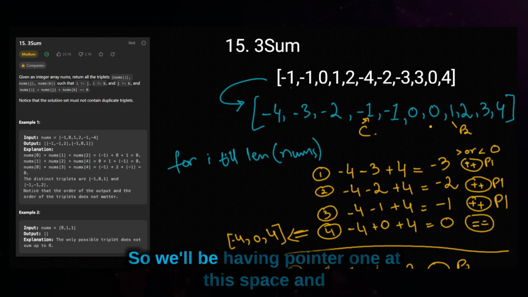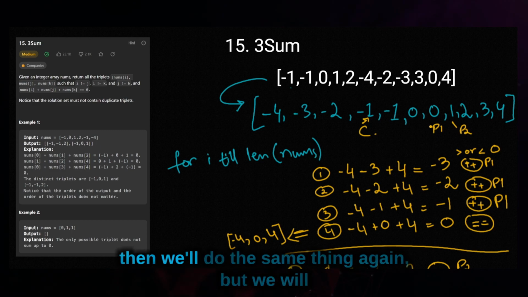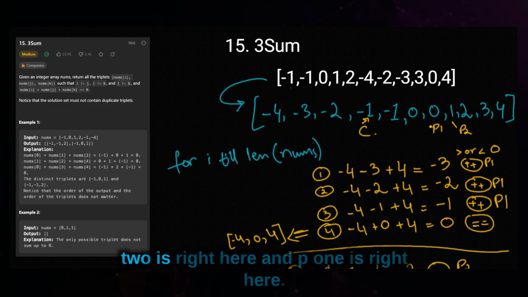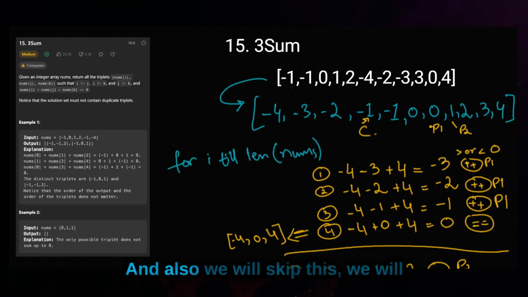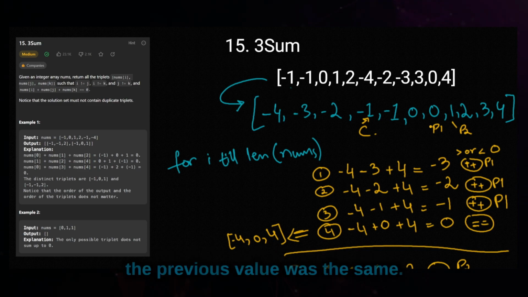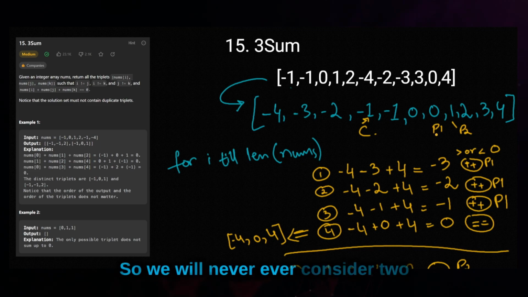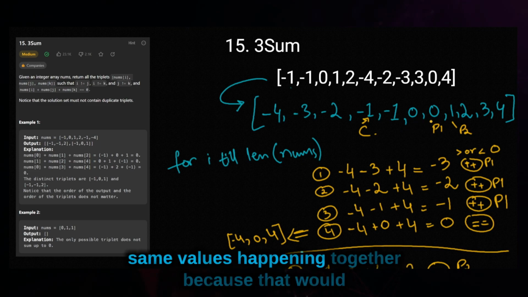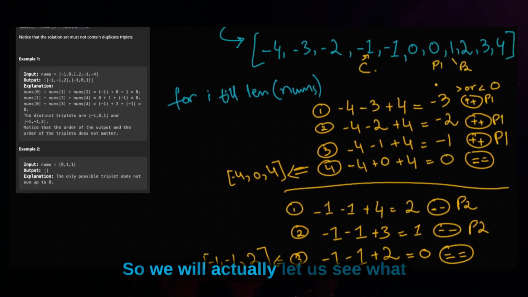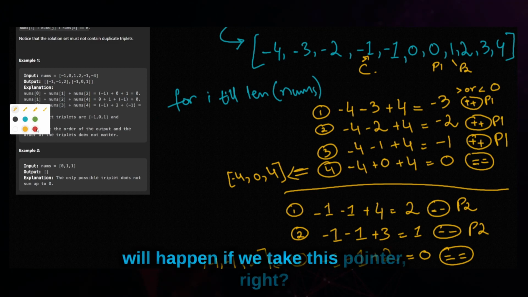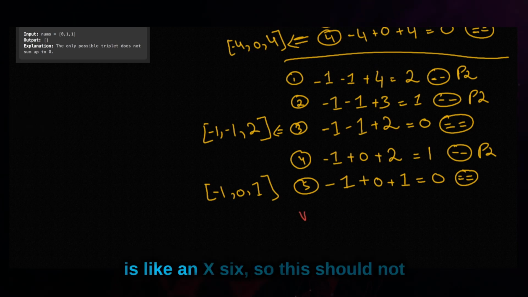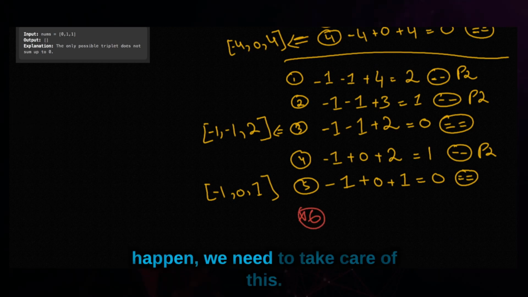So we'll have pointer 1 at this space, and then we'll do the same thing again, but we will not find any matches because you can see that P2 is right here and P1 is right here. We will also skip 0 again for this pointer because the previous value was the same. So we will never consider two same values happening together because that would give us basically the same combination. Let's just see what will happen if we take this pointer. If we do take this pointer, this is like a duplicate, so this should not happen. We need to take care of this.